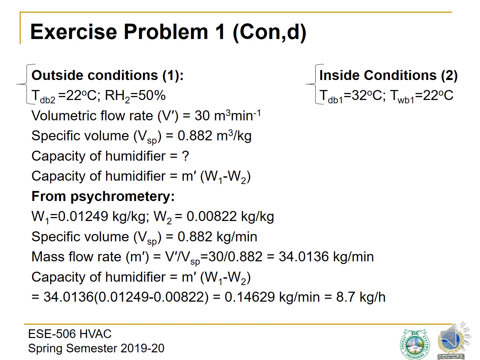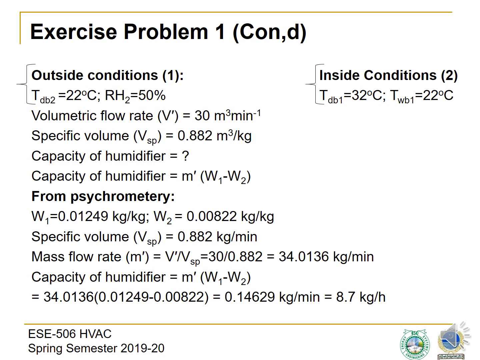So first of all, we will record the outside condition and inside condition. The given values are dry bulb temperature 22, relative humidity 50%, and inside conditions are to be maintained at dry bulb temperature 32 and wet bulb temperature 22 degrees Celsius. From these 2 points, we will draw the points on the psychrometric chart. The volumetric flow rate is given as 30 cubic meters per minute, and we will also calculate the specific volume with the help of the psychrometric chart, which comes to be 0.882 cubic meters per kg.